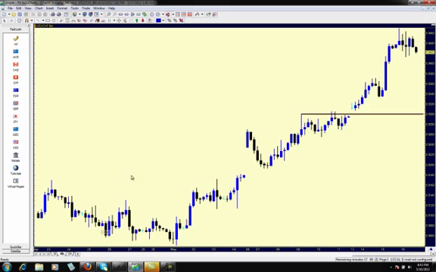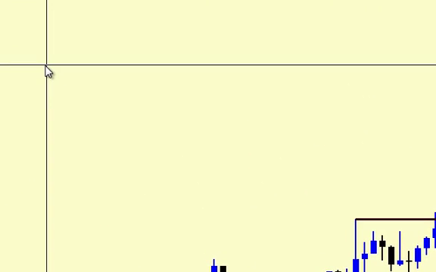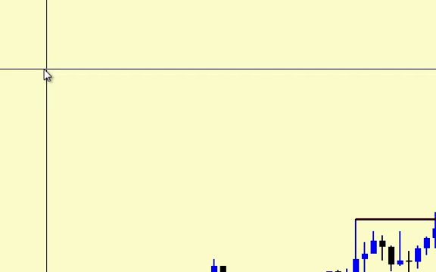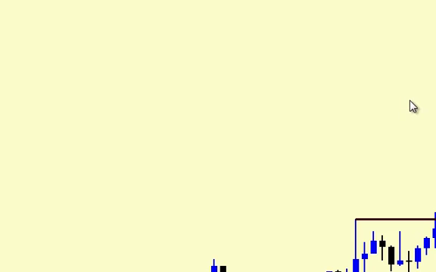So that's my analysis for the dollar Swiss, and hopefully you looked at the Aussie dollar and you can actually benefit from these trades.